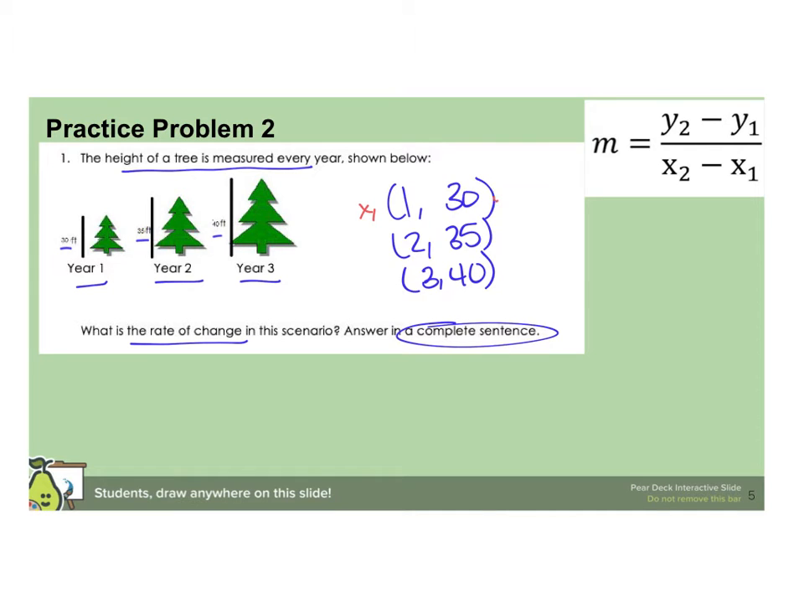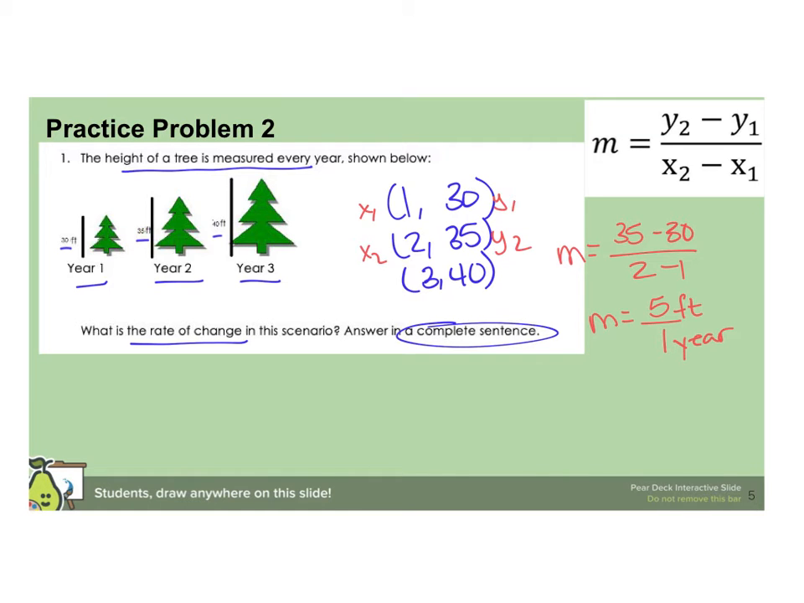So x1, y1, x2, y2, slope formula, 35 minus 30 over 2 minus 1. My slope is 5 over 1, but 5 what and 1 what? 5 feet for every 1 year. We want to know what these numbers stand for, but they told me to answer in a sentence. So what is the rate of change?